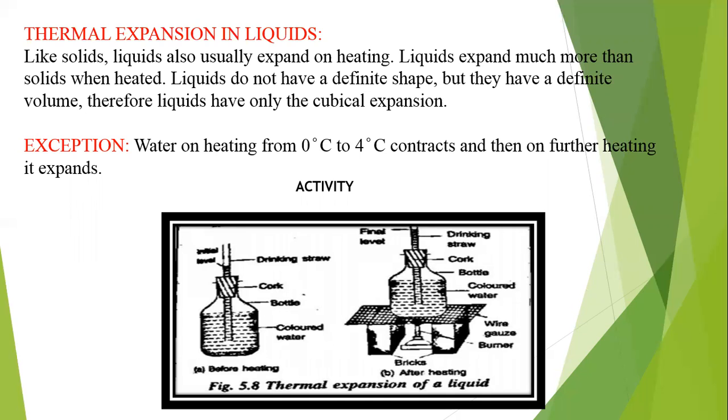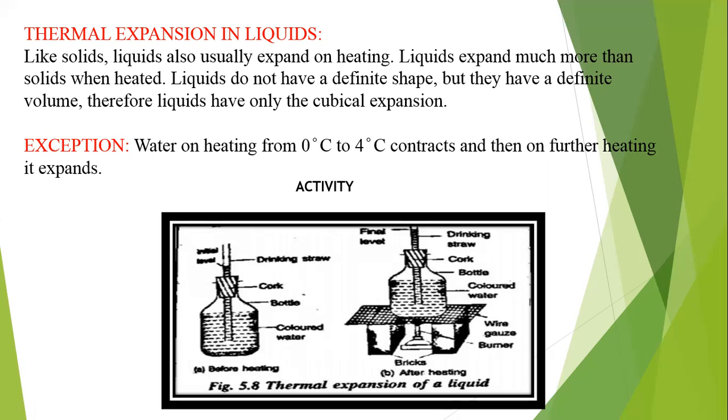See here in this figure, children, before heating and after heating. So what do you have to do? You take an empty bottle, and it should be tightly fitted with a cork, and it should have a hole drilled in its middle, and a drinking straw should be there. Two bricks you take, and a wire gauze and a burner. Okay, now fill this bottle completely with water and add a few drops of color so that we can see the level of water more clearly.